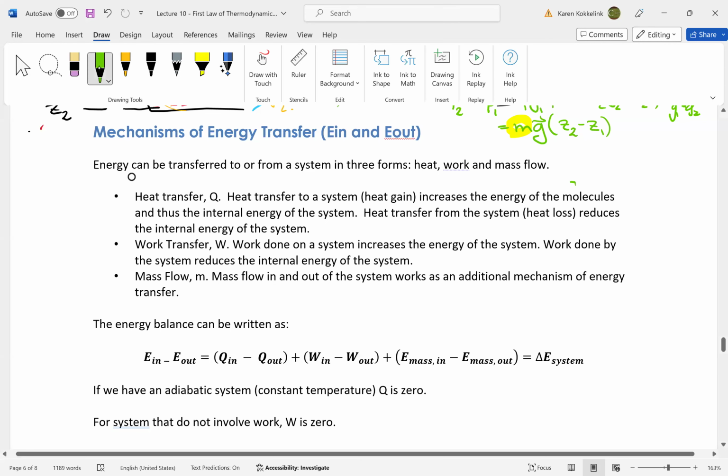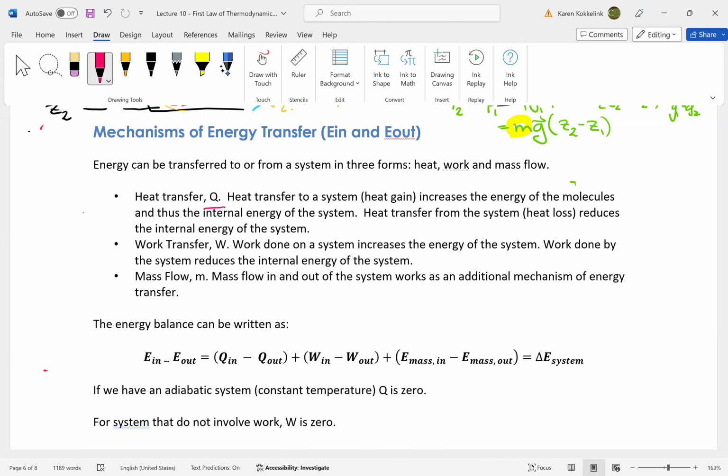Some of the energies that are really important in a thermodynamics problem are these big energies of heat transfer and work transfer, and mass flow rate that adds additional energy transfer. So the mass could be hot, or the mass could do work itself.